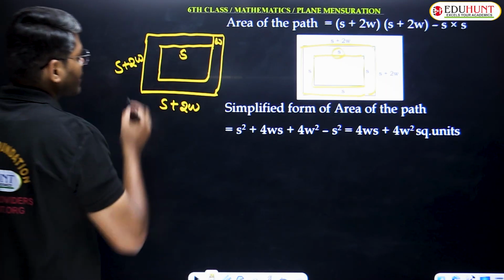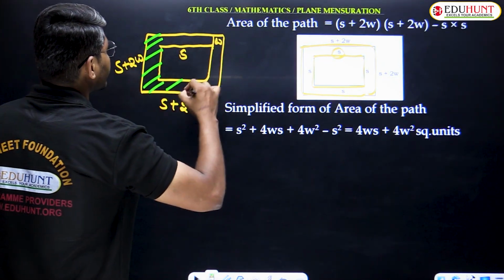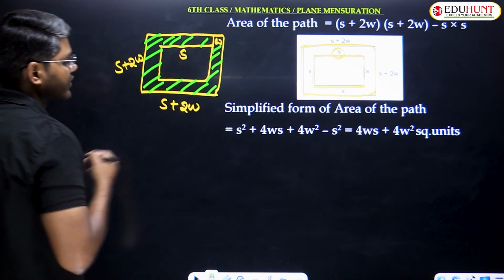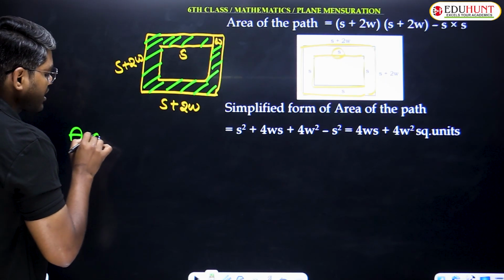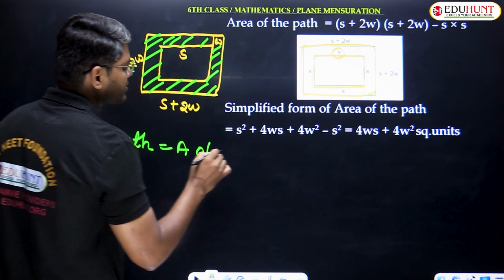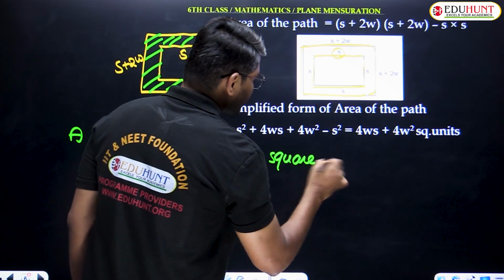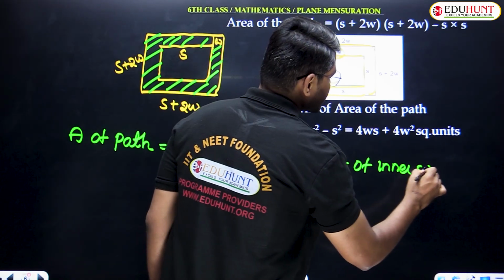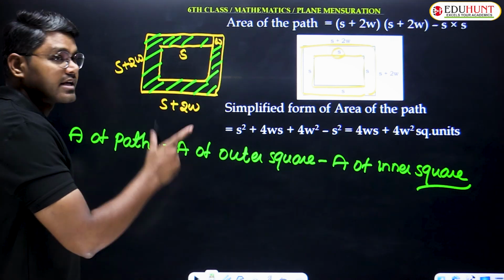So find the area of the path. This is the path area I have to find. So area of path, directly we can write, is equal to area of outer square minus area of inner square. Right. Area of outer square minus area of inner square.